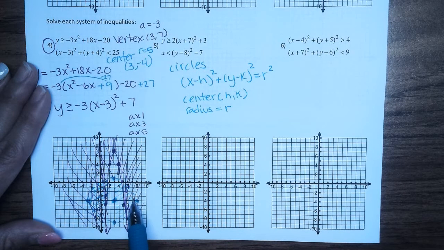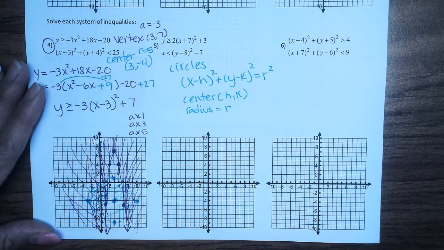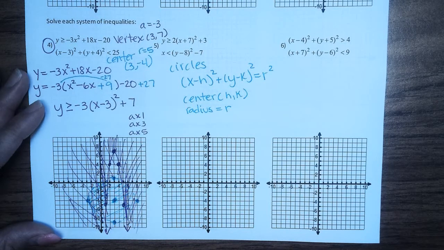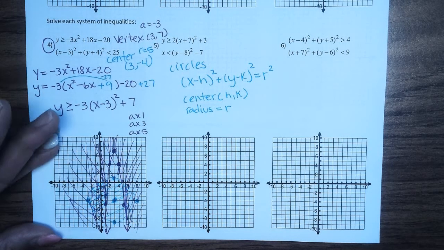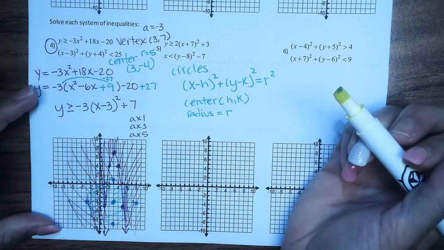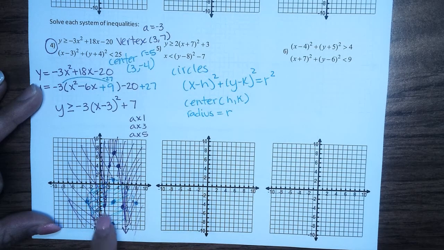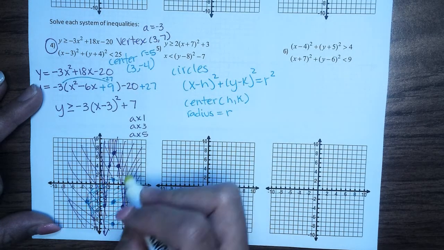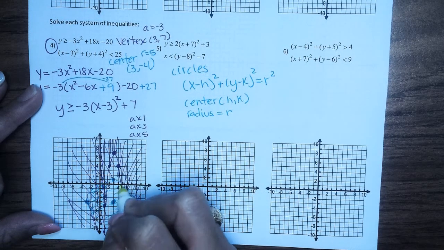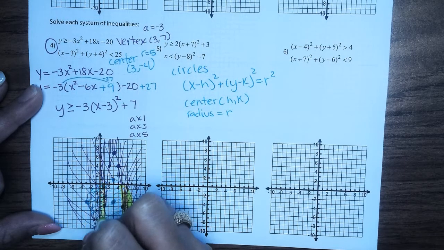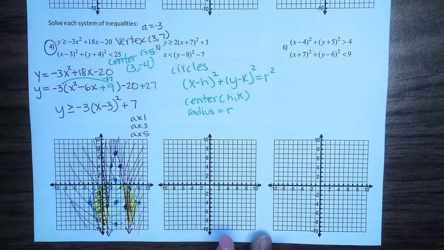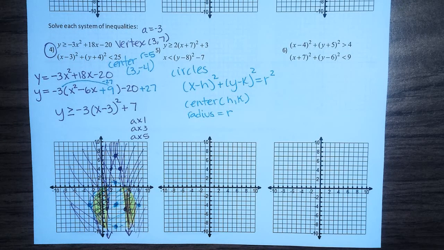So now the final answer should be where the two shaded regions intersect. And this will be multiple choice on your test. I'll show you an example. But basically your final answer here should be inside of the circle but outside of the parabola, because remember we had the first one. So it should be, let me just get a highlighter. It should be inside of the circle but outside of the parabola.